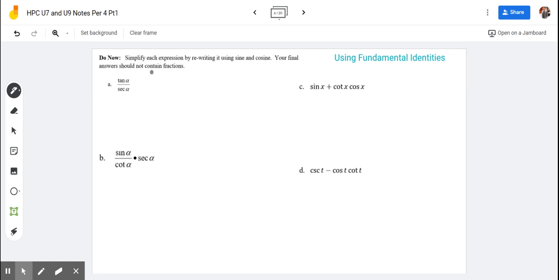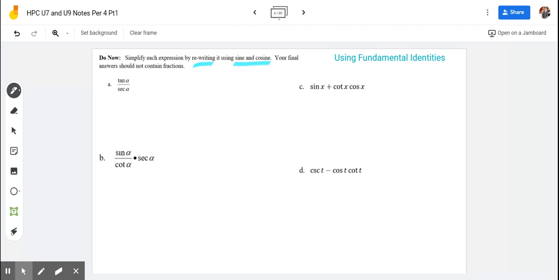Okay, so in this drill now we're asked to simplify each expression by rewriting it using sine and cosine. Your final answers should not contain fractions. So this is kind of like a tip for any trig identity. Rewriting it using sine and cosine trims it from six different trig functions, sine, cosine, tangent, cotangent, secant, and cosecant, to just sine and cosine, because all of those trig functions can be written in terms of sine and cosine.